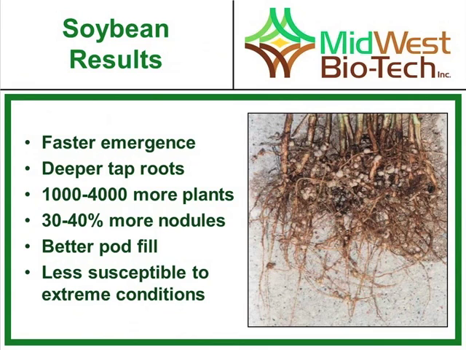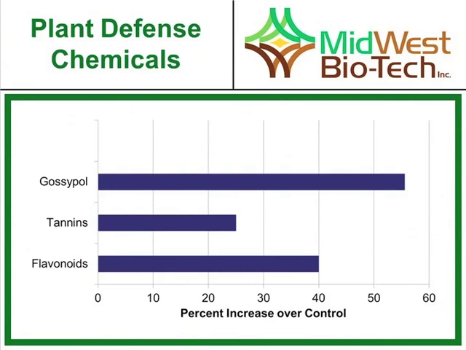In particular, we haven't done a whole lot of university research, but in the early years, one of the pieces that was done was to measure the different plant defense chemicals that are generated by bean plants after treatment, and then it was compared with plants that were untreated. The first one here, which I'm not sure I can even pronounce, is a diterpenoid, which again has antifungal and antibacterial properties. 55% increase over the control, 25% more tannins, which again deter insects.